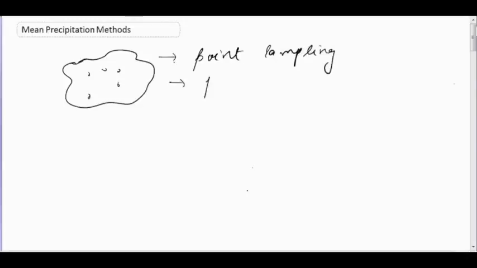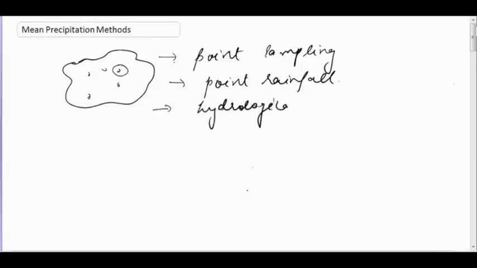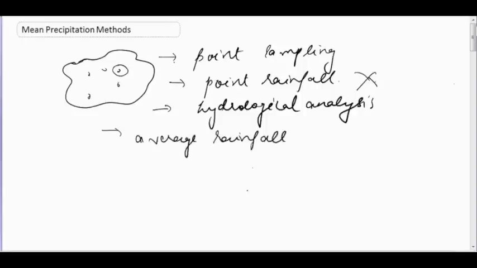Or we can say it measures what? Point rainfall. This rain gauge gives the measurement of precipitation around this particular point only and not over the entire catchment area. So for hydrological analysis, we don't want this point rainfall. What we want is average rainfall over the entire catchment.